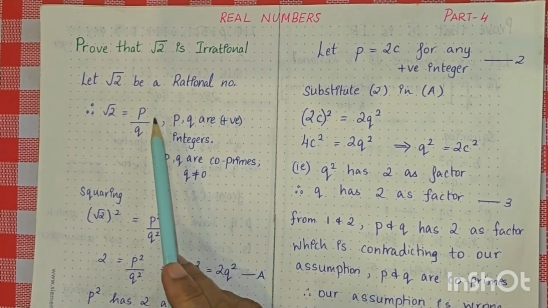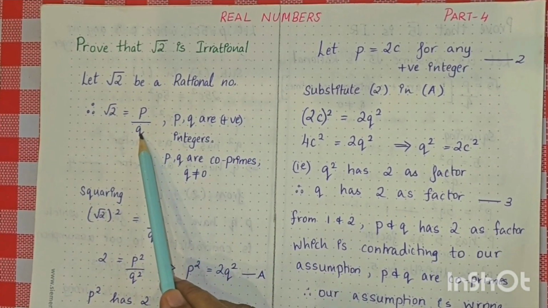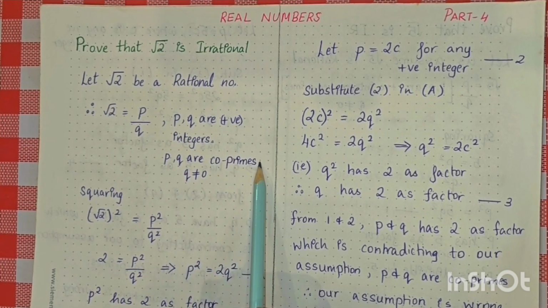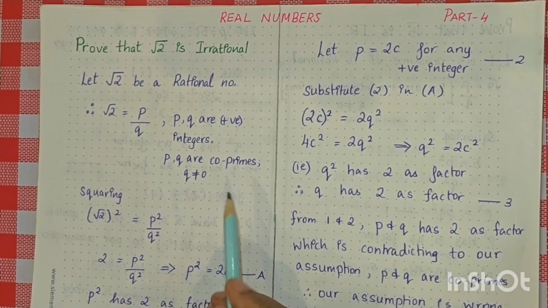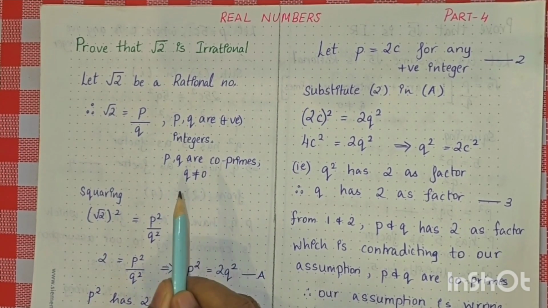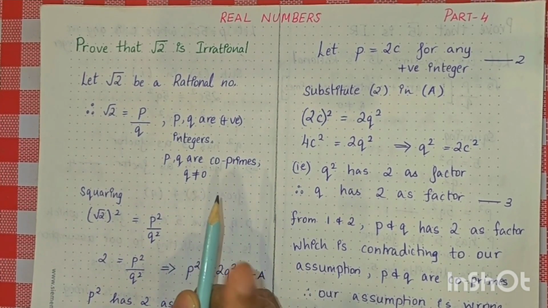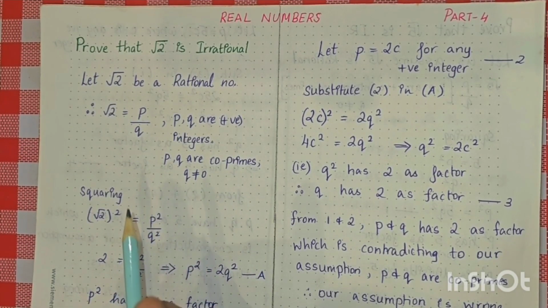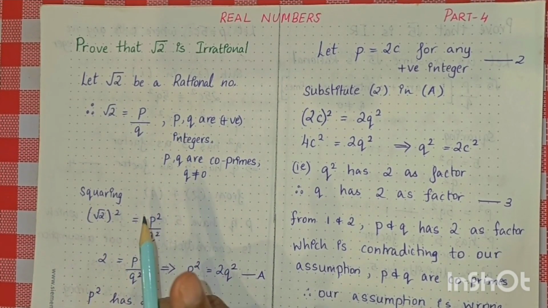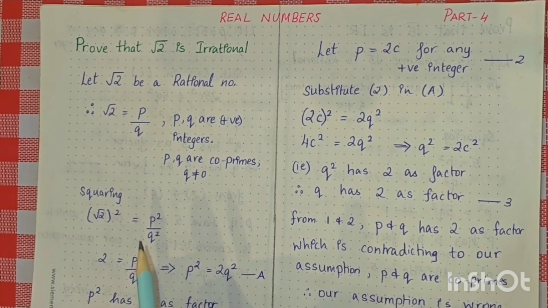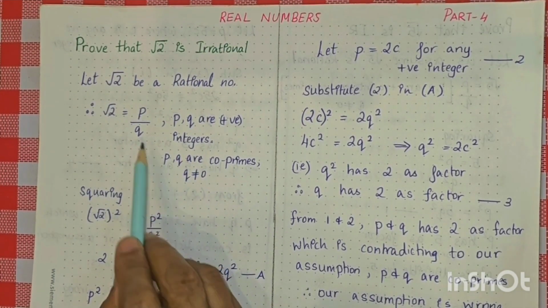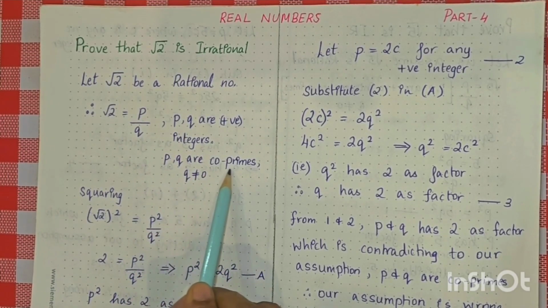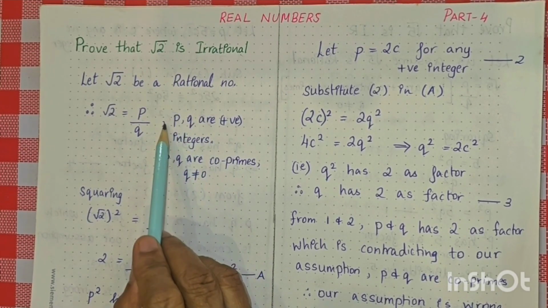If it is a rational number, you can write it in the form of p by q, where p and q are positive integers and p and q are co-primes. Co-primes means p and q have only 1 as a common factor. You can note it down: co-prime numbers are numbers which have their common factor as 1, and q not equal to 0. When you write in your exam, you have to write p and q are co-primes, q not equal to 0. This you have to definitely write.